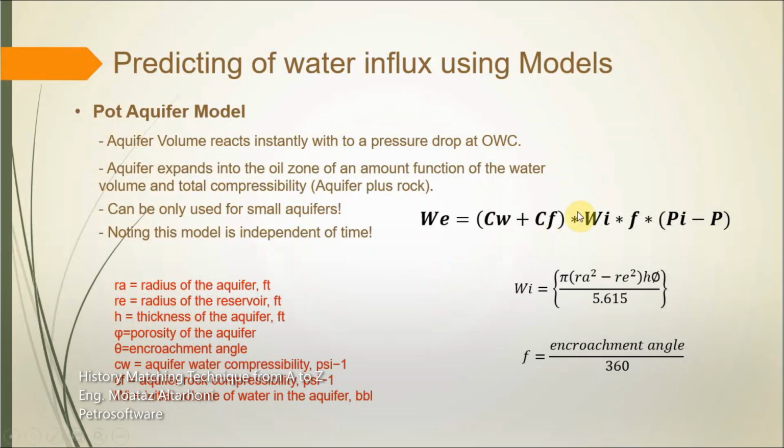In this method, it depends on the initial volume of water in the aquifer. We need to calculate the original, or initial, water in place. How much volume of water is in the aquifer? We need to use the aquifer radius and the reservoir radius; the difference between them acts as a ratio. Then I need to calculate the thickness of the aquifer.